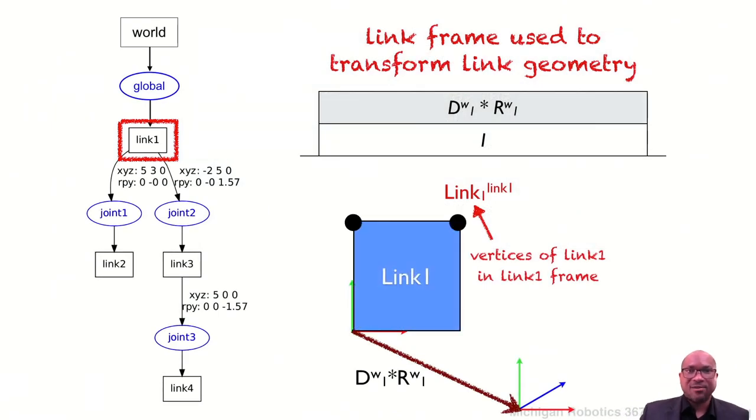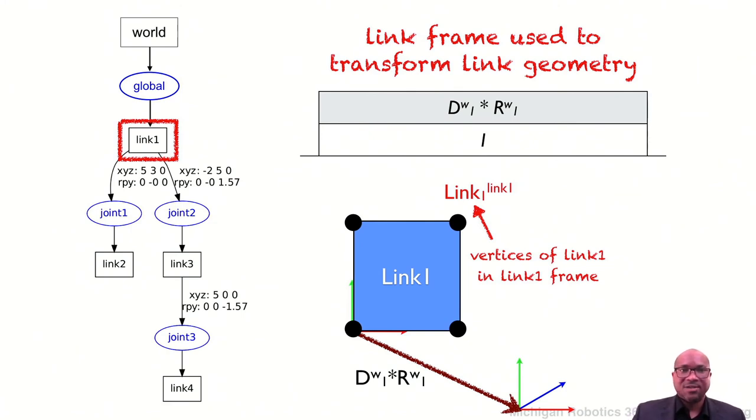So once we have this link, one of the main purposes of the link is to transform the geometry that's resident at a link into the world frame. So let's assume that for our simple URDF example, we've got link one here, and these are the vertices of the link one geometry represented in the link one frame. And that's just what we've had in the past.